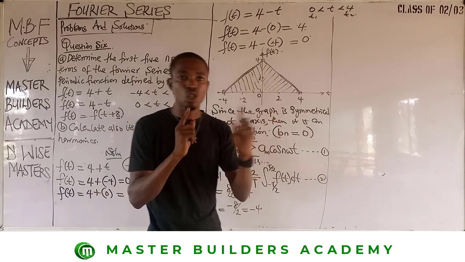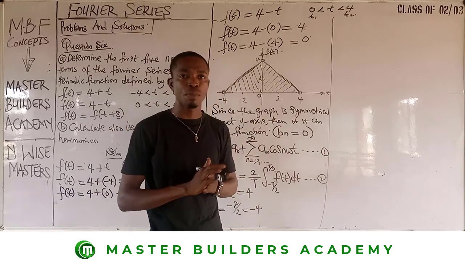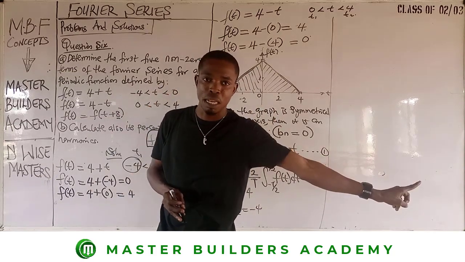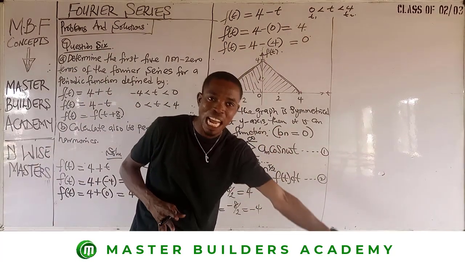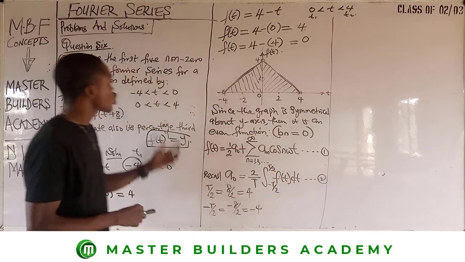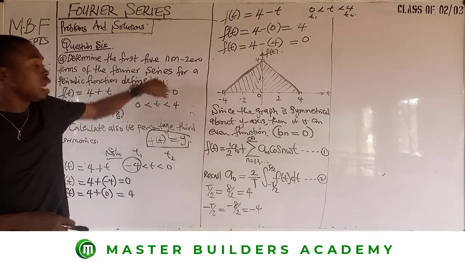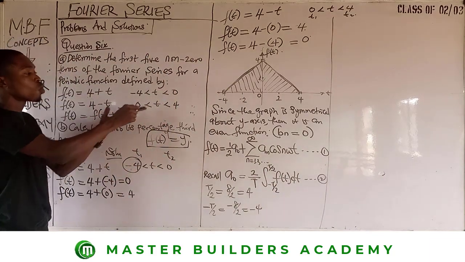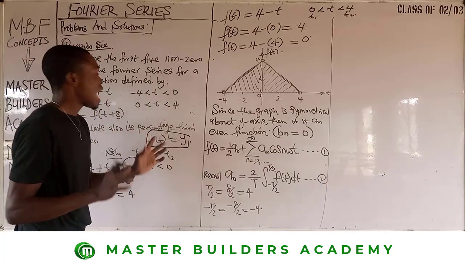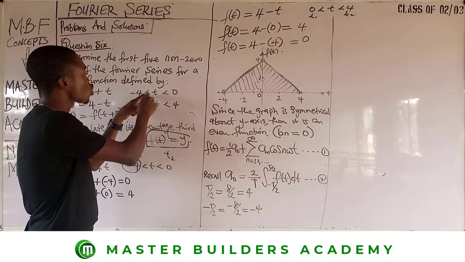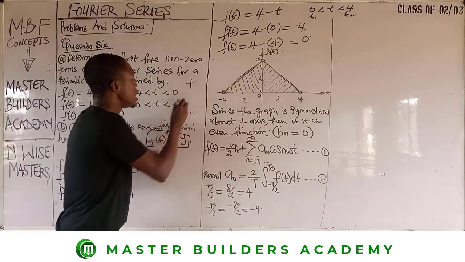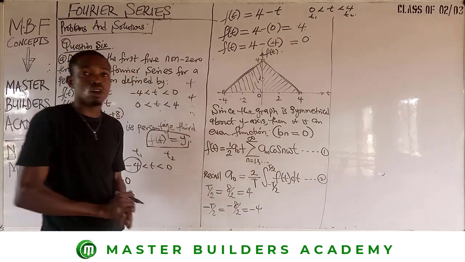Not that it is not easy to solve, but it will take more of your time. So how do I summarize this problem? Since this graph is symmetrical about the y-axis, all I need to do now is to pick one of these functions. Either I go with the first or the second, anyone you want to go with, and then multiply this equation by 2. Because if you solve this and have 4, then you solve this, you also have 4 as your answer.